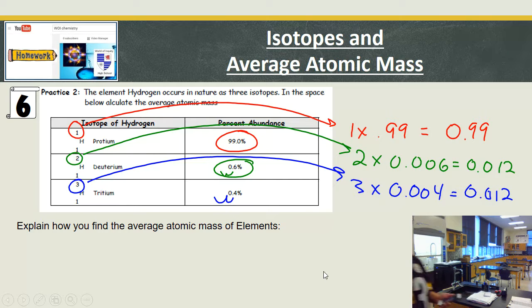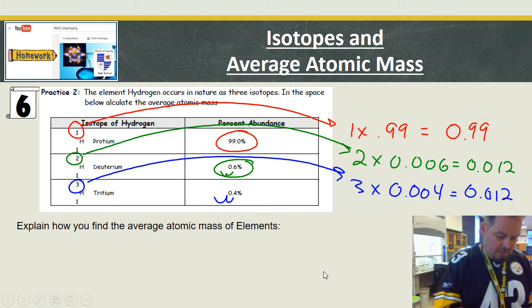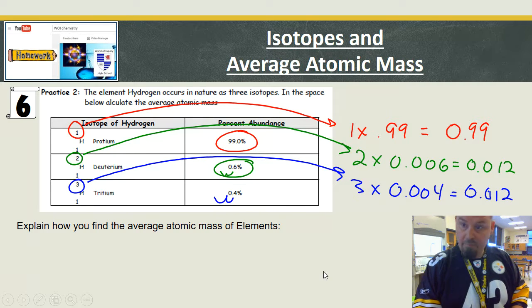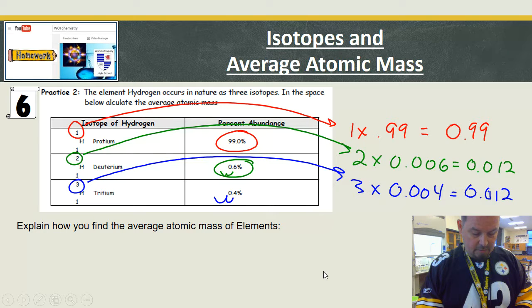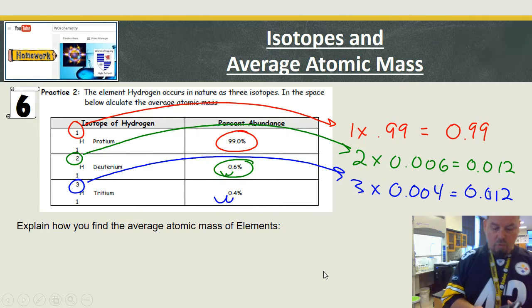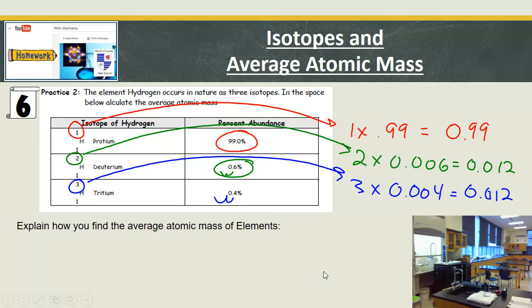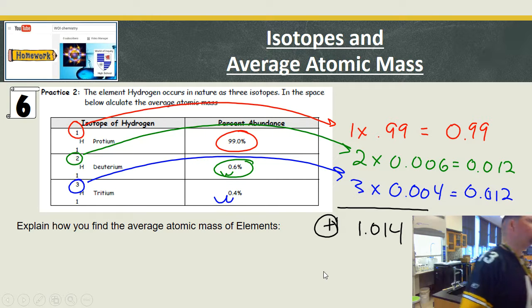Then what do I do to all those numbers? I add them up. So I'm going to say 0.99 plus 0.012 plus 0.012 equals 1.014. Gives me my answer. Add them all up. And I get 1.014. And let me look up at hydrogen, see if that's right.